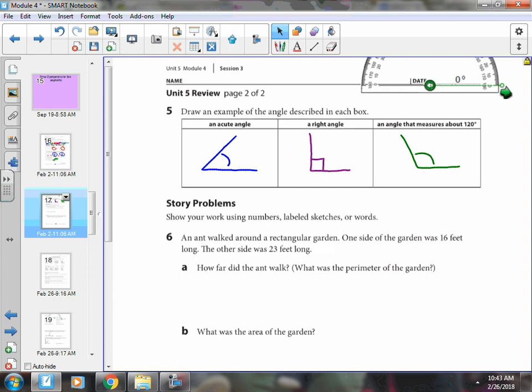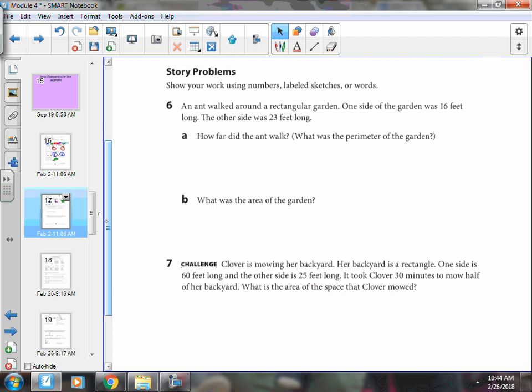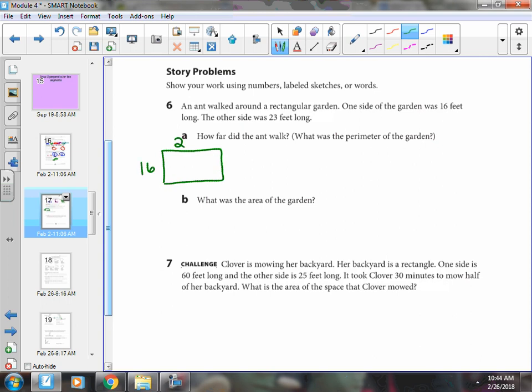Story problems. Number 6, an ant walked around a rectangular garden. One side of the garden was 16 feet, the other side was 23 feet. How far did the ant walk? And of course that's a perimeter question. Let's use green for the garden. And I'm going to label because pictures are always helpful. So 16 on one side, 23 on the other.